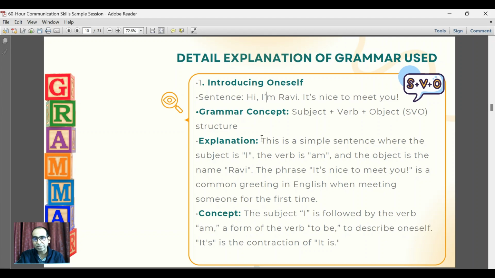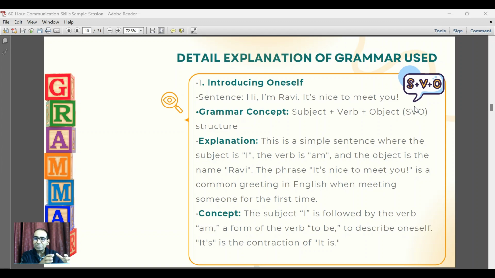So here I have given the explanation as well. This is a simple sentence where the subject is I, the verb is am, and the object is name Ravi. The phrase, it's nice to meet you, is a common greeting in English when meeting someone for the first time. So you can use this common expression whenever you're meeting someone for the first time.